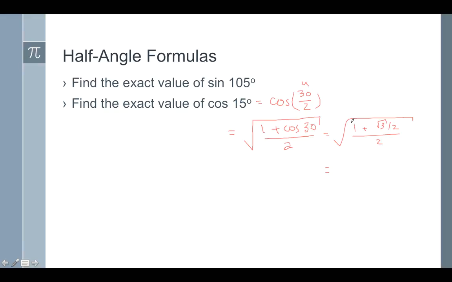So this could become 2 over 2. We get the square root of 2 plus radical 3. Using the same process as before, we get this. 15 is in quadrant 1. Cosine in quadrant 1 is positive, and therefore we keep this as a positive value.